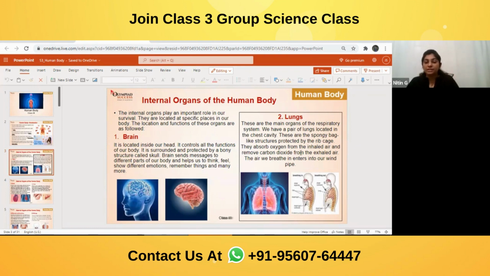They absorb oxygen from the inhaled air and remove carbon dioxide from the exhaled air. Means they are absorbing oxygen and giving out carbon dioxide.